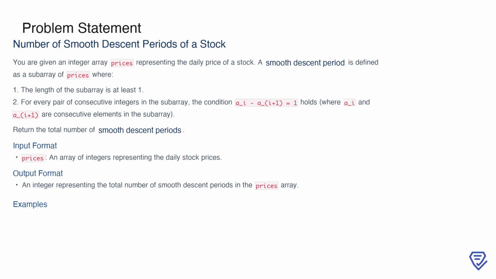For example, if you have two elements a_i and a_i+1, their difference must be a_i - a_i+1 equals 1. The task is to return the total count of all such smooth descent periods in the array. The input to the problem is the array prices, and the output is a single integer representing the total count of these smooth descent periods.